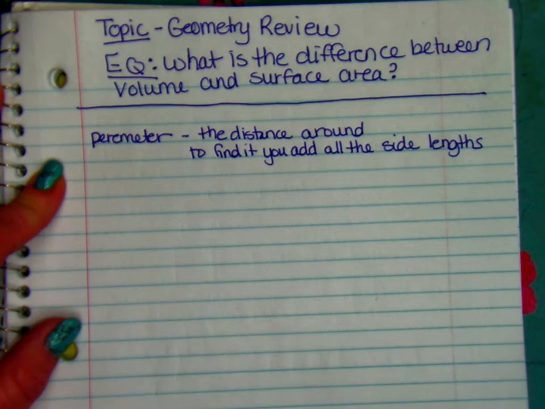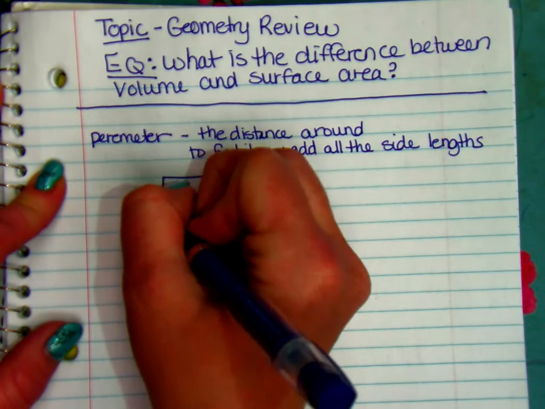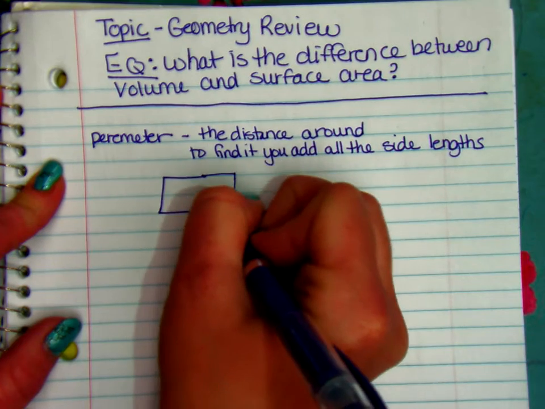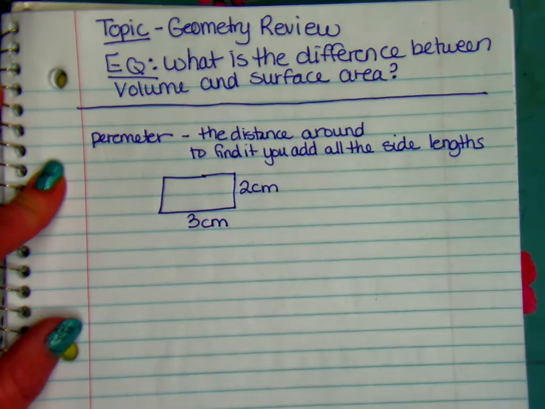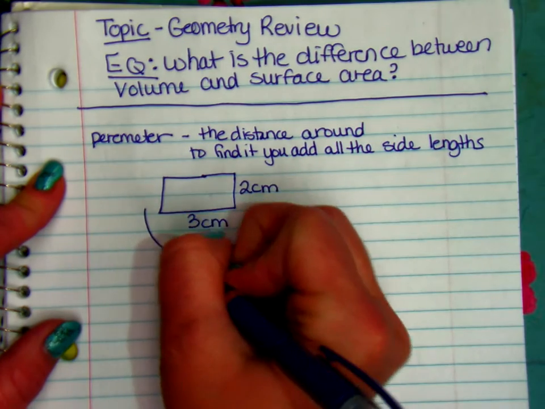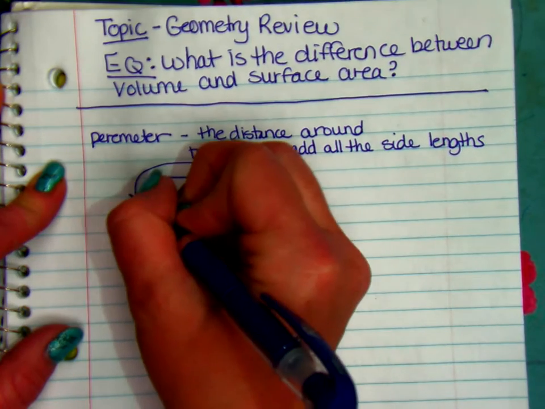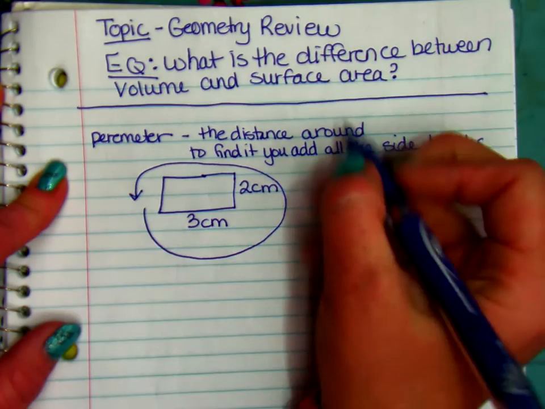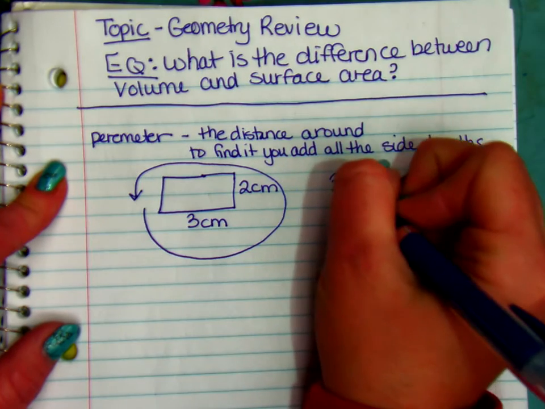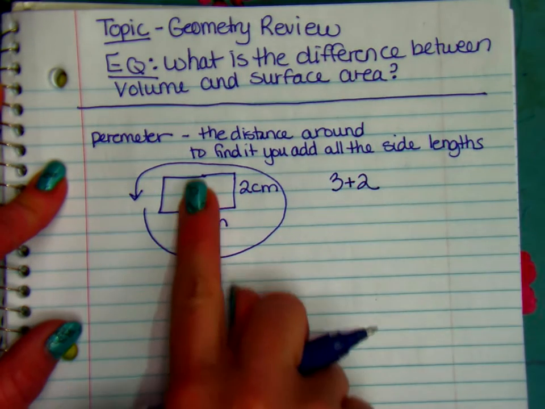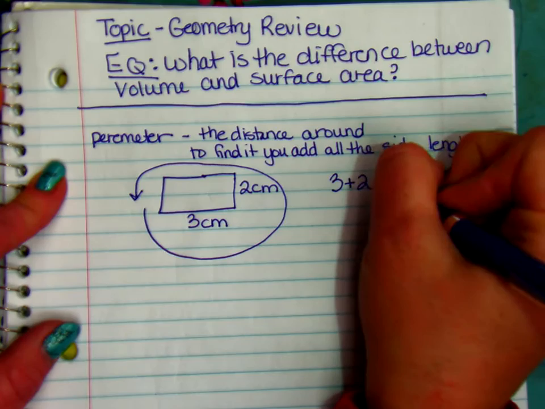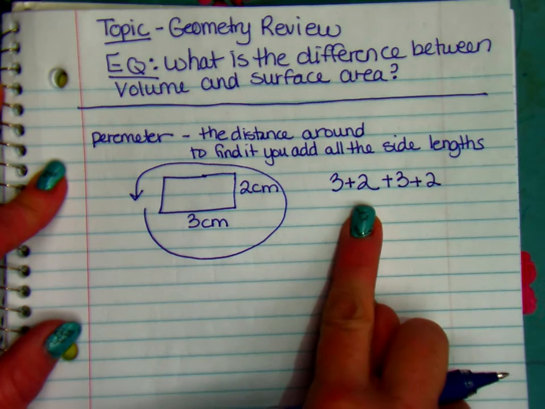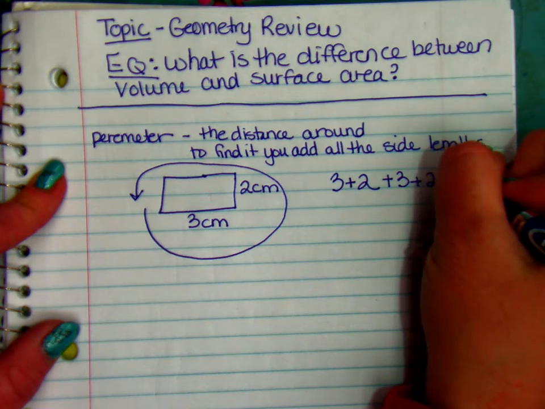All right, so let's do an example. If I have a rectangle, and my rectangle has a side length of 3 centimeters and a side length of 2 centimeters, I'm going to find the distance all around the rectangle. To do that, I'm going to add all the sides. So I have a 3 and a 2. Now, this side is equivalent to this side. They're the same length, so I'm going to have another 3. And this side is the same as this side, so I'm going to have another 2. So 3 plus 2 is 5, plus 3 is 8, plus 2 is 10.